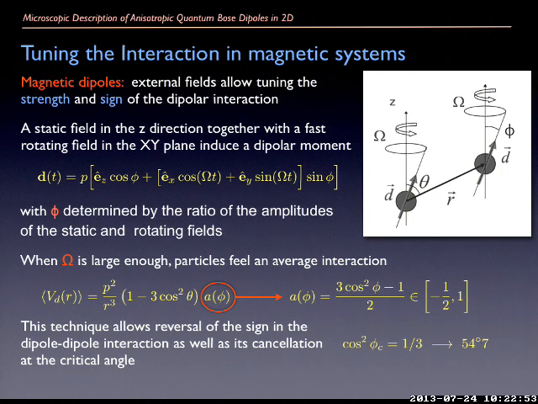So this quantity, depending on phi, which is, as I said, determined by the ratio between the two fields that we are using, can go from -1/2 to 1. So in that sense, you can tune the strength of the interaction and also the sign. That's the kind of thing they can do. This is for the magnetic system.